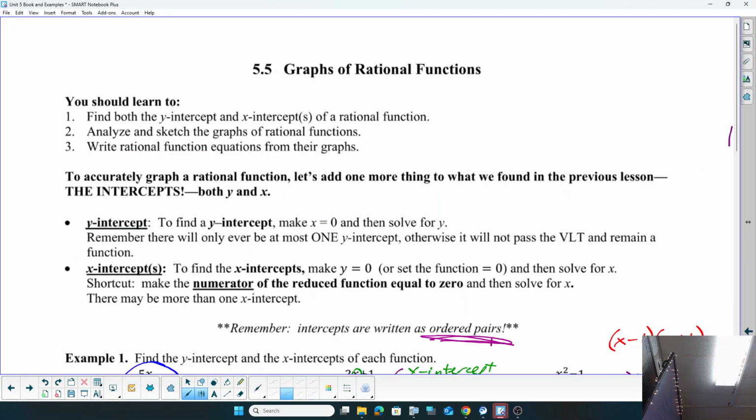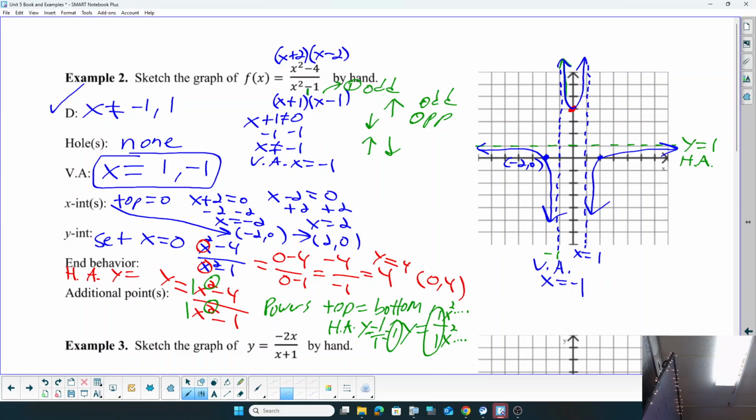Here's some of the notes we did. Example number 2. Let me let you pause and look at that for a second. Go ahead and pause me. If you were here for example 2, take a look at that.